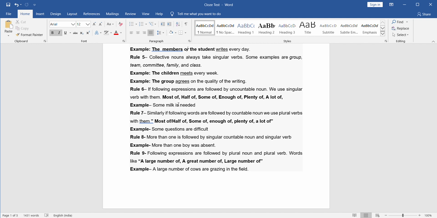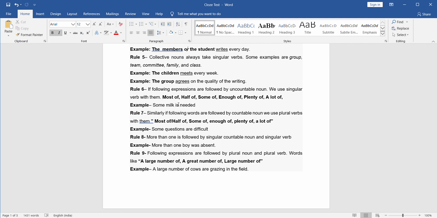If you're considering some questions, which are countable, you will use the plural verb. Coming to rule number eight, it basically says that 'more than one' is followed by a singular countable noun and a singular verb, like 'more than one voice was absent'. Okay, so it is something like that.